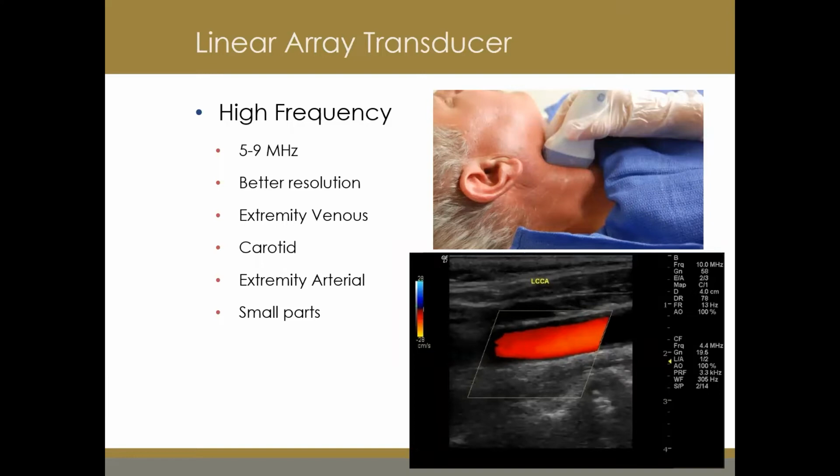This is a linear array transducer. This essentially is our workhorse probe. It's used for most vascular studies. These transducers generally have a frequency range of anywhere from 3 to 15 megahertz. These transducers give you better resolution, and they're typically used for extremity venous exams, carotid exams, arterial extremity exams, as well as small part exams.